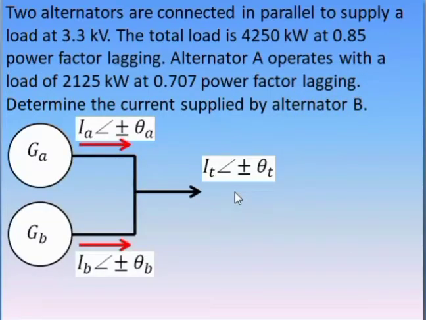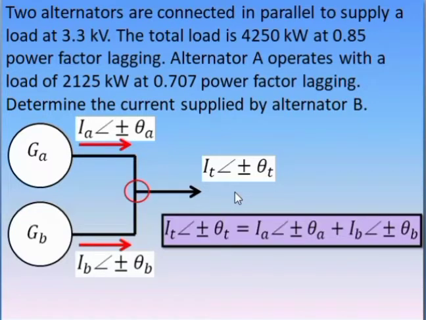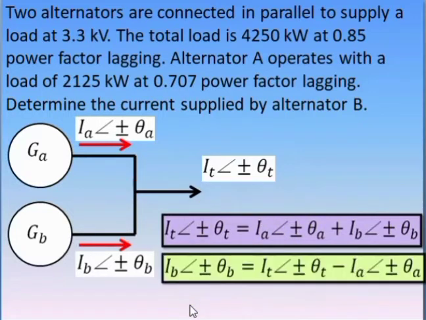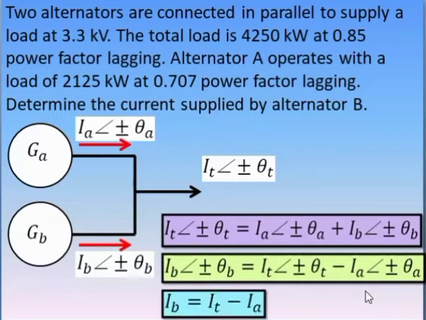Meron tayong dalawang alternator supplying a total load. Using Kirchhoff's current law at this node, meron po tayong I total equals IA plus IB. And since ang hinahanap natin dito ay ang current mula dito sa generator B, therefore, transpose po natin ang current IA dito sa kabila ng equation. Kaya magkakaroon po tayo ng IB equals I total minus IA. To simplify this equation, ito po yan, IB equals I total minus IA. Huwag lang natin kalimutan na included po dito yung mga respective angles nila.